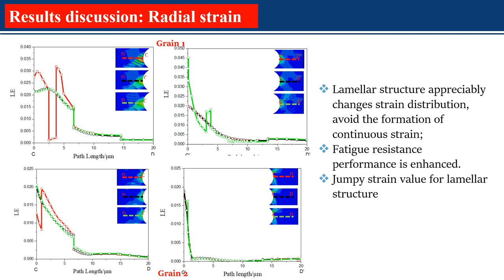Radial strain along CD is depicted in the presented figures for three cases of Grain 1: lamellar structure on the left side of the notch, on the right side of the notch, and no lamellar structure on both sides, from top to bottom. It is found that strain values are very jumpy for cases with lamellar structure. It is very obvious for the red dotted curve. The lamellar structure appreciably changes the strain distribution. The formation of a continuous strain is becoming less. Therefore, fatigue resistance and performance can be improved. For the three cases of Grain 2, a similar trend can be found.